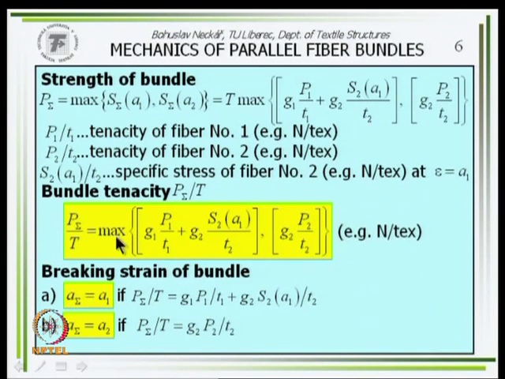And we can say that the bundle tenacity, given by such an expression, is the maximum of these two values, in which we have the breaking tenacity of the first fiber, the tenacity of the second fiber, and also the ratio S2 A1 by T2, the force at our earlier white point on the green curve, divided by linear density, by fineness. And it is called a specific stress.